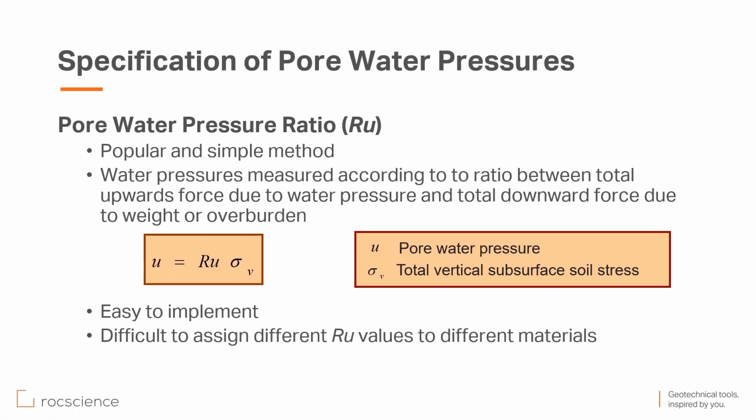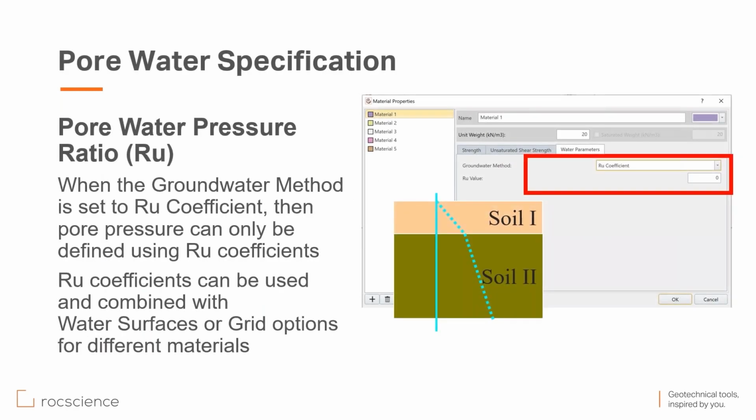The advantage is it's very easy to implement, but the disadvantage is it's difficult to assign different RU values to different materials. If we define the RU method for pore water pressure analysis, that's the only method that we can use for pore water pressure. You cannot use other methods. And if you have a material that has different RU at different locations, you have to define two different materials instead of one material. It can be combined with water surface and grid options for different materials as well.